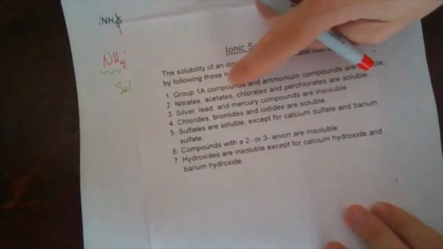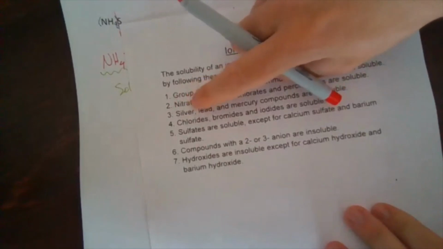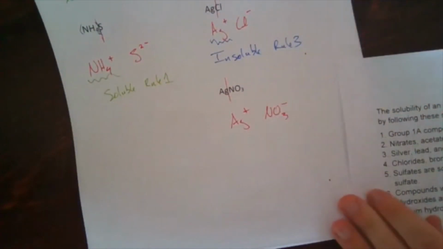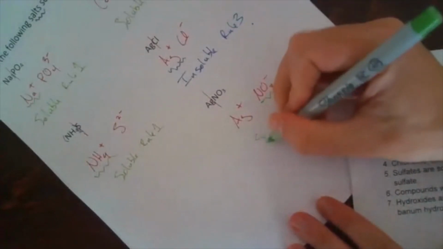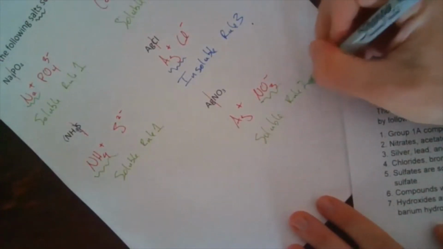Now we have our ions. We're going to return to our rules. Group 1A compounds, no, it's silver. It's not ammonium. Nitrates, acetates, chlorates, and perchlorates. Ate, that's a polyatomic ion featuring nitrogen. This right here is called nitrate. Nitrates have a really high desire to be dissolved. This compound is soluble by rule 2.